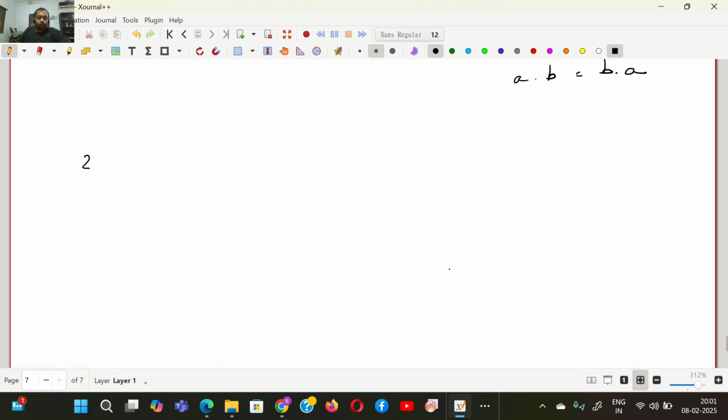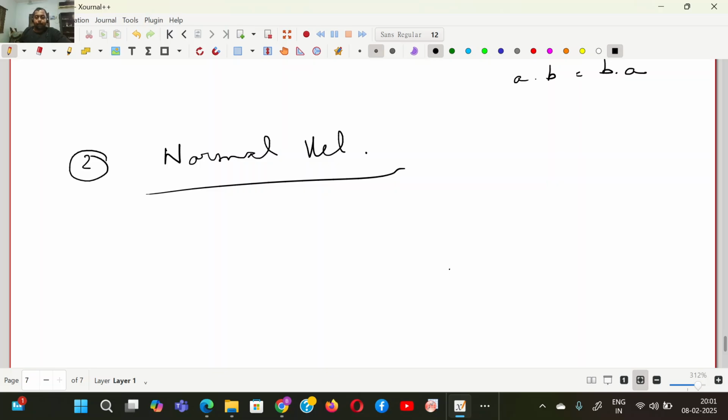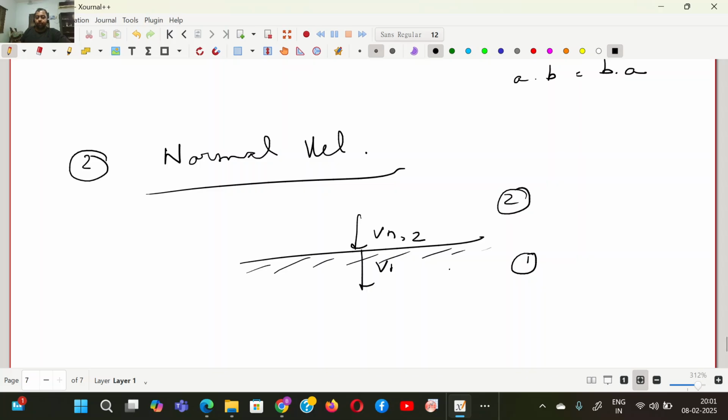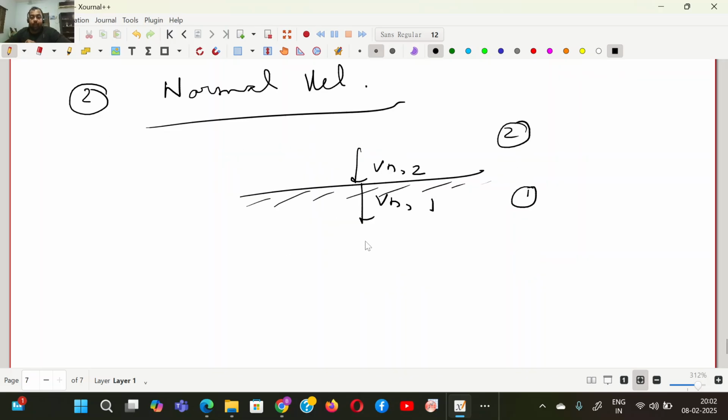Now let us consider the normal velocity. So this is phase 1. This is phase 2. So normal velocity here is Vn2. Here it is Vn1. So this is a no penetration condition. So this is a solid. This is some fluid over here. This fluid can't penetrate the solid unless it's porous. For porous, that's a different case. Anyway, this is what is known as the no penetration condition.